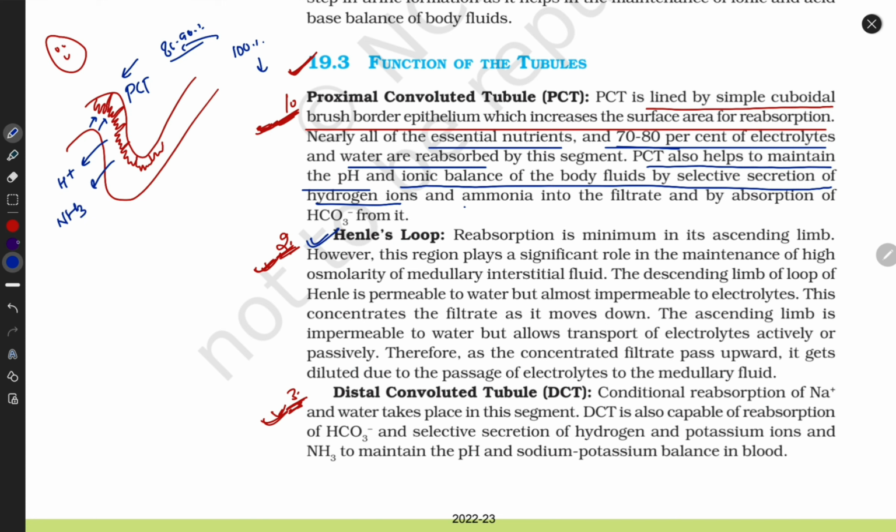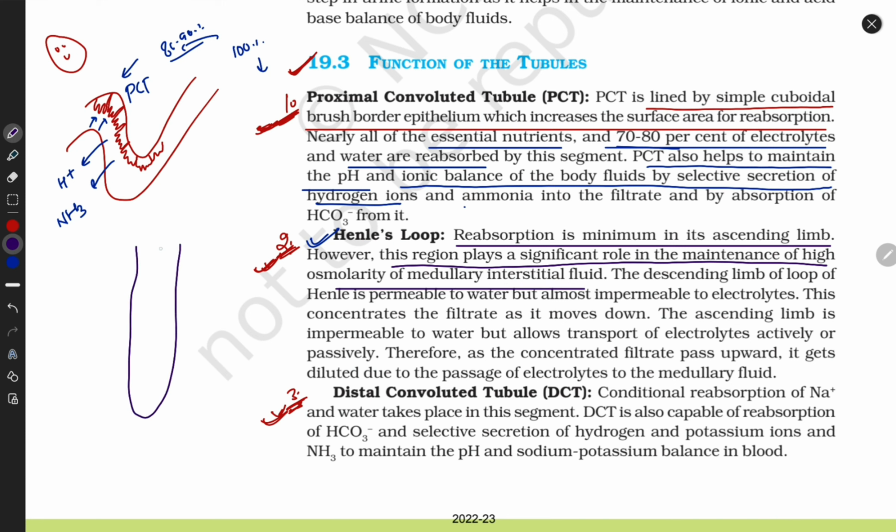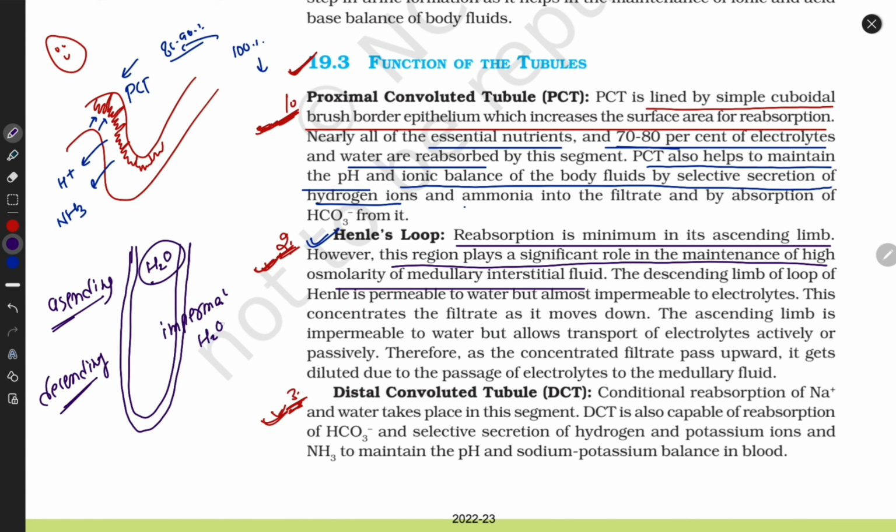Now let's switch towards Henle's loop. What do they do? Reabsorption is minimum in ascending loops. However, this region plays a significant role in maintaining the high osmolarity of medullary interstitial fluid. This is a U-shaped structure. We call it a Henle loop. It is divided into two parts: ascending limb and descending limb. Some part of Henle's loop is permeable to water, and some part is impermeable to water. So due to permeability and impermeability, they maintain osmolarity.